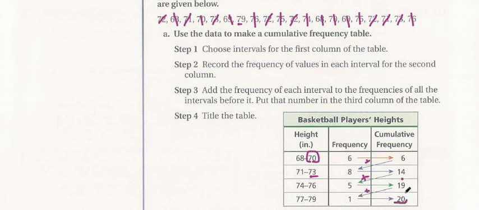The last cumulative frequency must be equal to the number of data values you have. What is the number here? It's 20. So let's check it out. How many data values do you have? 1, 2, 3, 4, 5, 6, 7, 8, 9, 10, 11, 12, 13, 14, 15, 16, 17, 18, 19, 20. So my cumulative frequency table is right.